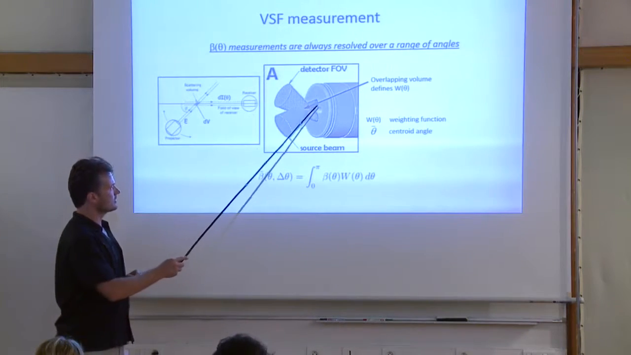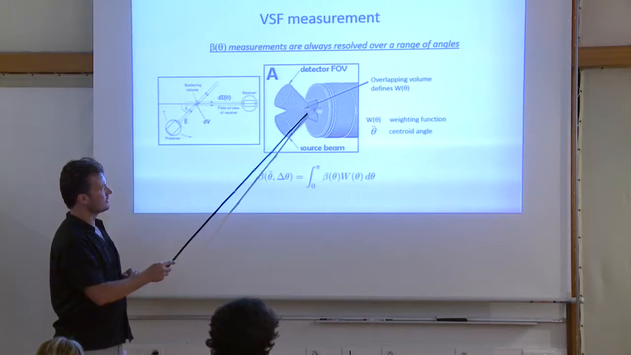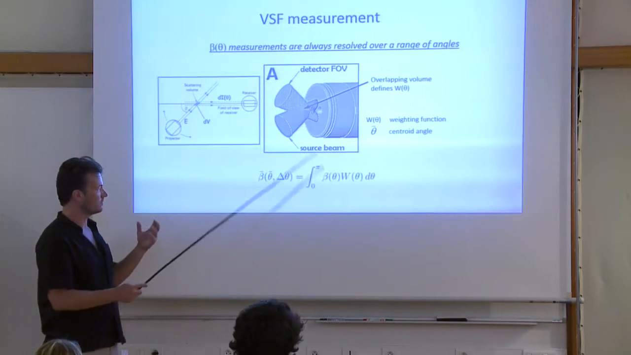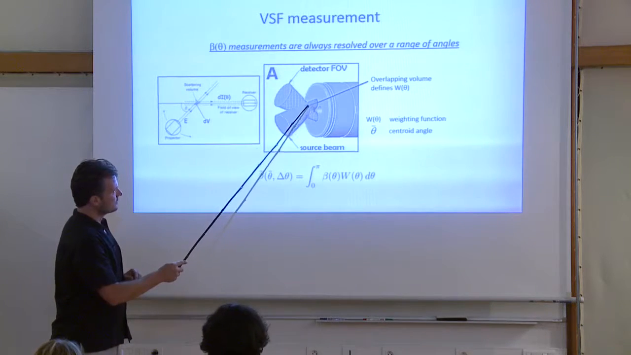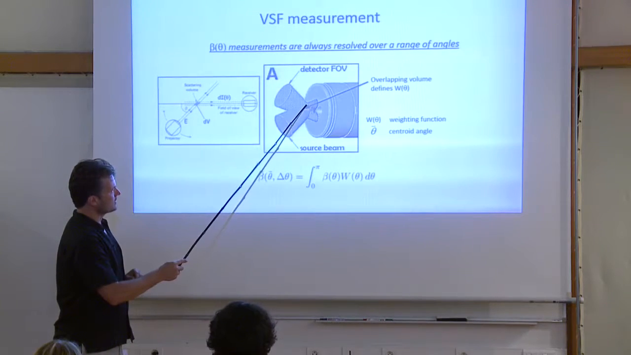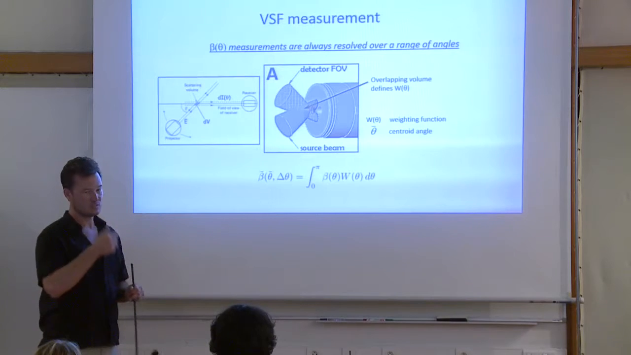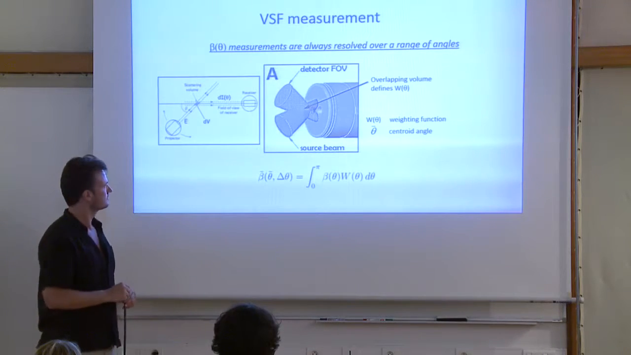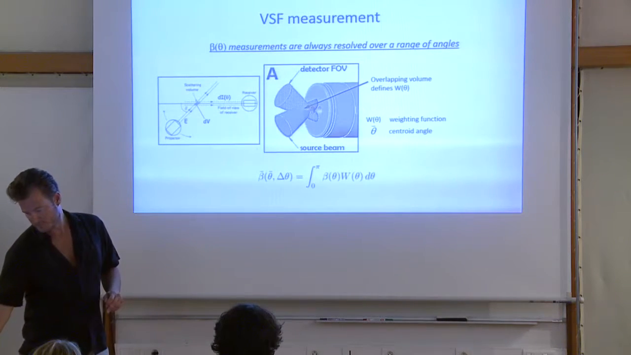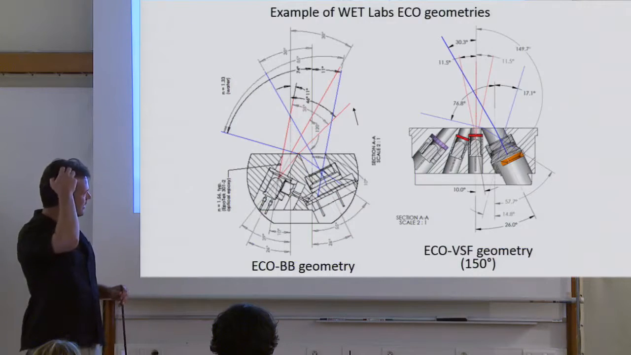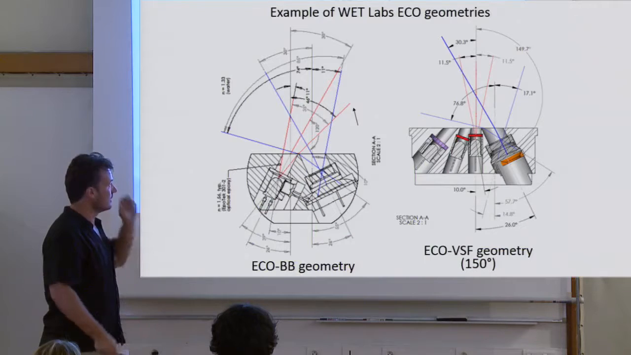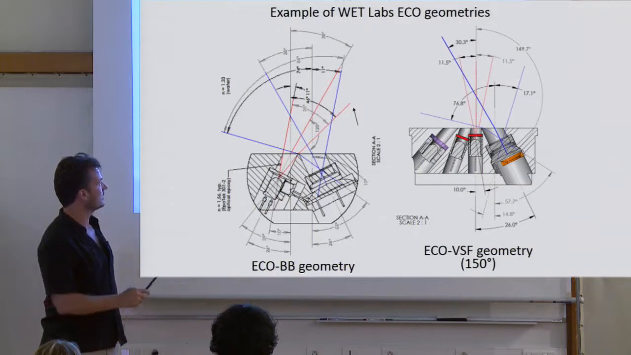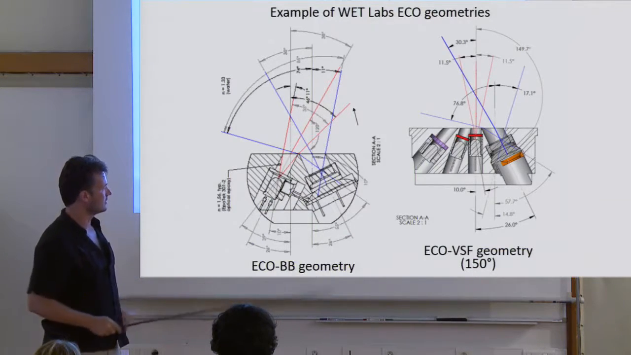But you can see where the source beam and the detector beams overlap, you get the sampling volume. And then within that sampling volume, if you're looking at light that was scattered from this point versus this point, there's going to be two totally different scattering angles for that. So we have to understand that weighting function. And one way we do it is by looking at the geometries of the different measurements.